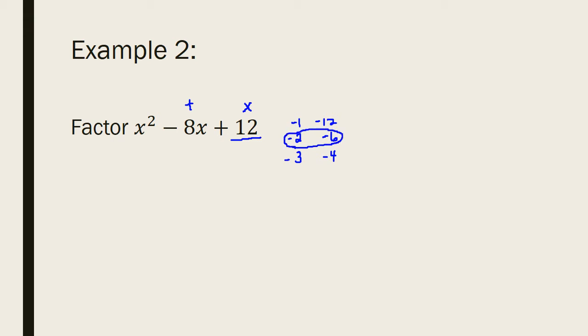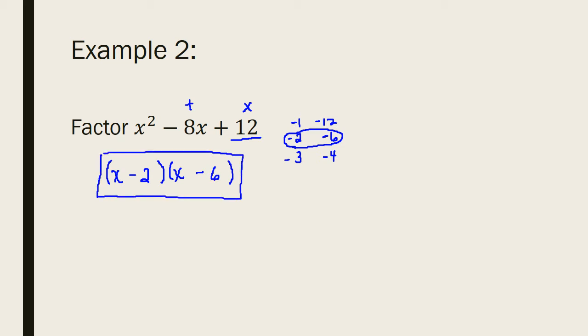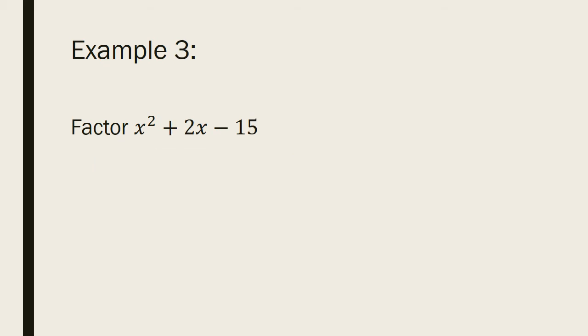So just like in example 1, you're going to do your two sets of parentheses. We see that our first term is x squared, so I'm going to put x and x. And then we've got a negative 2, so I write minus 2, and a negative 6, so I write minus 6. And there it is, factored. X minus 2 times x minus 6. Let's look at example 3.